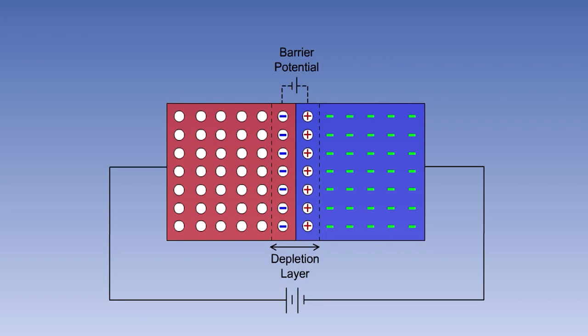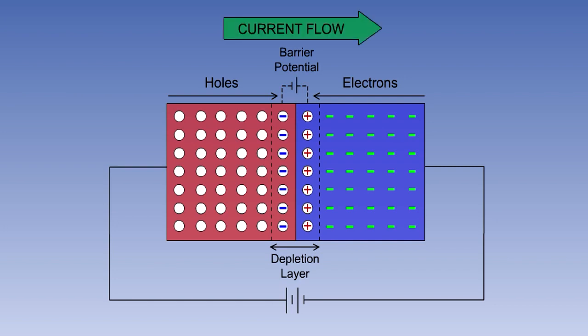If the polarity of the external EMF is reversed, so that the positive terminal is connected to the P-type material and the negative terminal to the N, the holes in the P-type material will now be pushed to the right, towards the junction, and the free electrons in the N-type to the left, again towards the junction. In the junction region, the free electrons and holes combine. Thus the barrier potential is overcome, and current will flow freely through the junction. In this configuration, the junction is said to be forward biased.